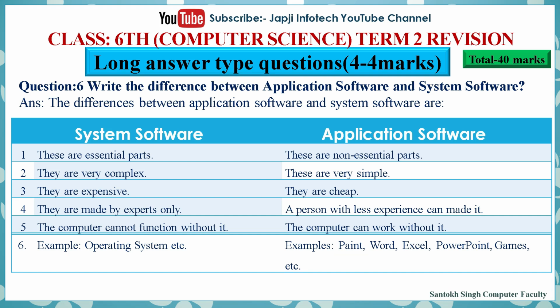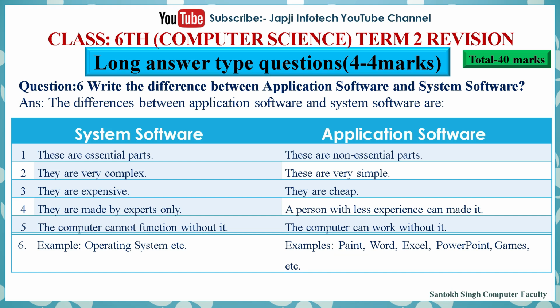The second one is, system software is very complex, whereas application software is very simple. The third one is, system software is expensive, whereas application software is very cheap. And the fourth one is, system software is made by experts only, whereas a person with less experience can make application software.